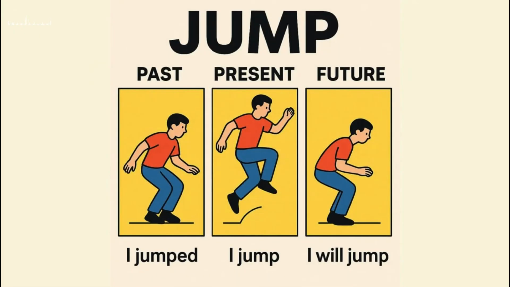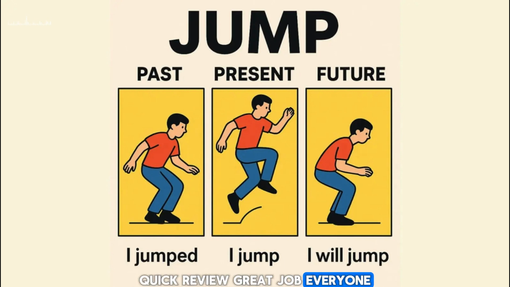Lesson 6. Jump. Picture number 6. The verb is jump. Past, landing after jumping. We say, I jumped. Present, jumping in the air now. We say, I jump. Future, bending knees, ready to jump. We say, I will jump. Can you see the action? Jumped, jump, will jump.